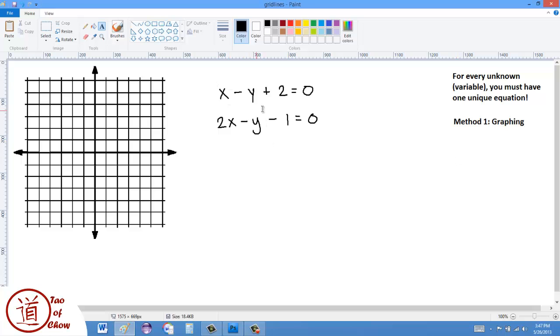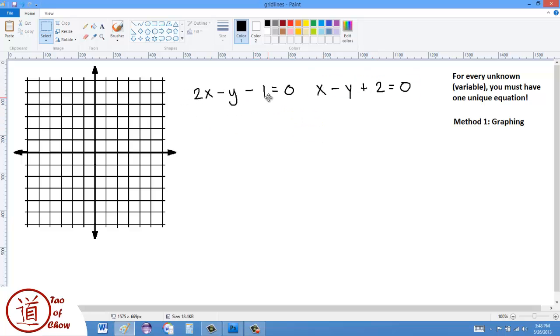Now if these both represent the exact same situation, then wherever these two lines intersect is going to be the place where the x and y values meet. So in order to graph this, I'm going to need to express these in slope-intercept form. Well, I guess I don't have to, but this would be the easiest way to do that.